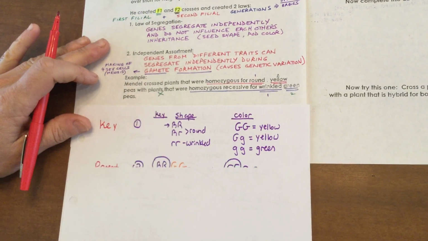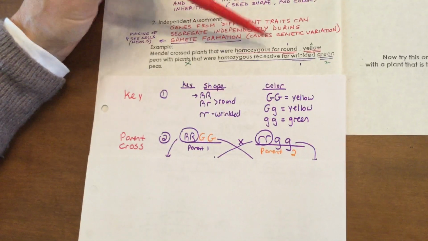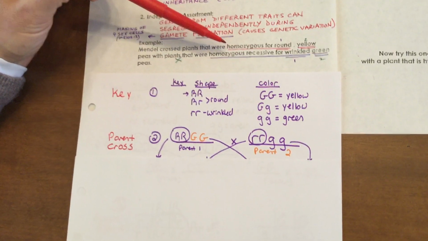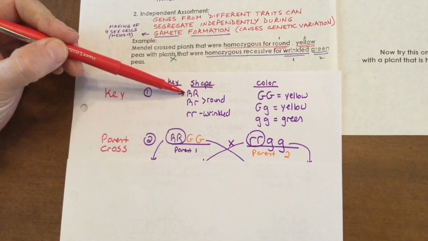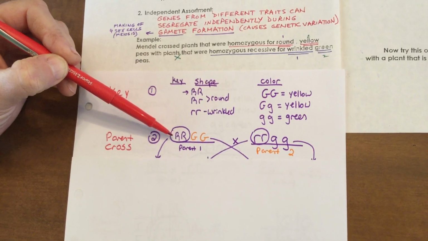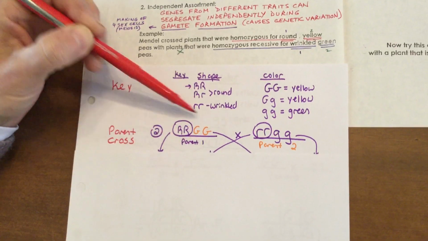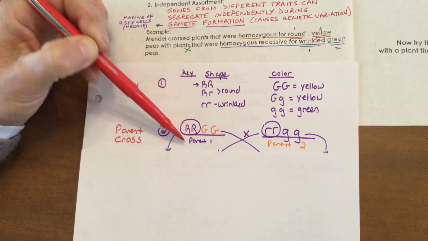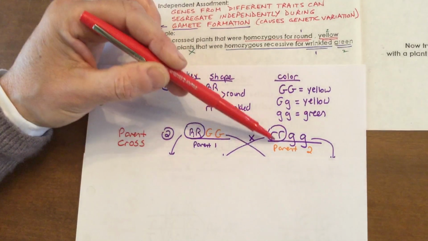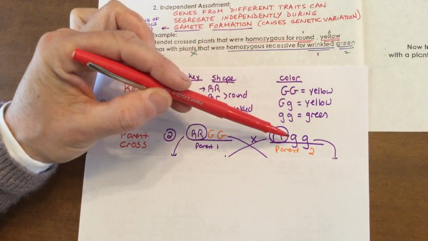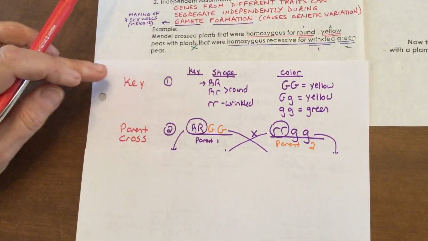So now I want to look at my parents. I have two separate parents. My first parent, the one that is underlined in red in the problem, says that I'm dealing with homozygous round yellow. So my homozygous round, two of the same, is going to be big R. He's also homozygous yellow, which means that he's also big G. Parent number 1 has all of those particular letters together. Parent number 2 is homozygous recessive wrinkled. We have little r, but we're also homozygous recessive green. They're also little g. So that's showing parent 1, that's showing parent 2 for both of those traits.